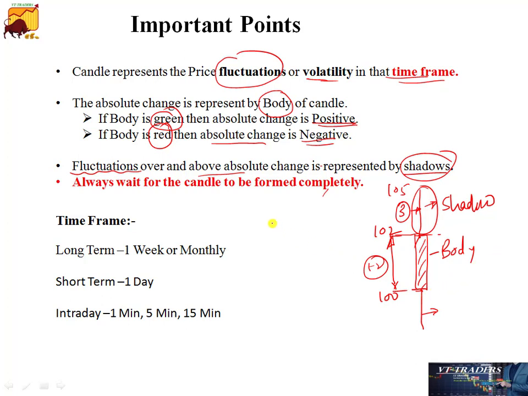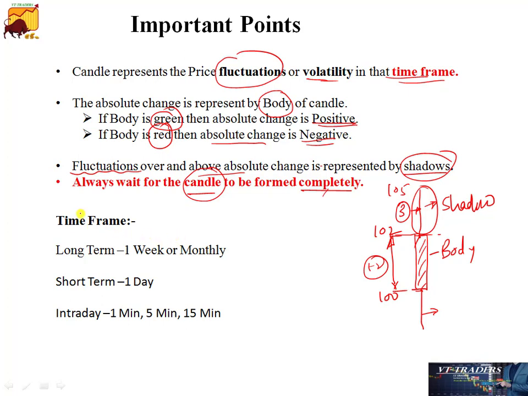Always wait for the candle to be formed completely. मीनिंग क्या है इसका, अगर आपको ट्रेड लेना है तो सबसे पहले आपके ट्रेड सेटअप के हिसाब से वो कैंडल को कंप्लीट होने देना है, उसके बाद में आपको ट्रेड लेना है. ठीक है, जो भी आपको स्टडी करना है वो करना है. ठीक है, इन बिटवीन we cannot study properly what is the high and what is the low of the candle.